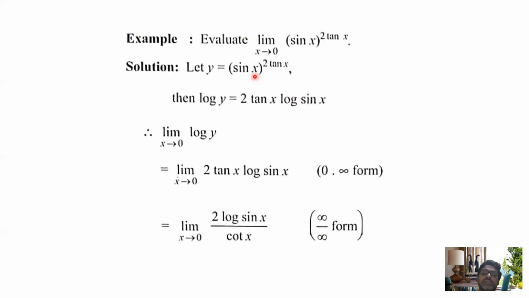So then what do you do? Let y equal (sin x) to the power 2 tan x. Taking log, log y equals 2 tan x log sin x. Limit x tends to 0 of log y equals limit x tends to 0 of 2 tan x log sin x. From here it is clear that tan 0 is 0 and log sin 0 is infinity in magnitude.